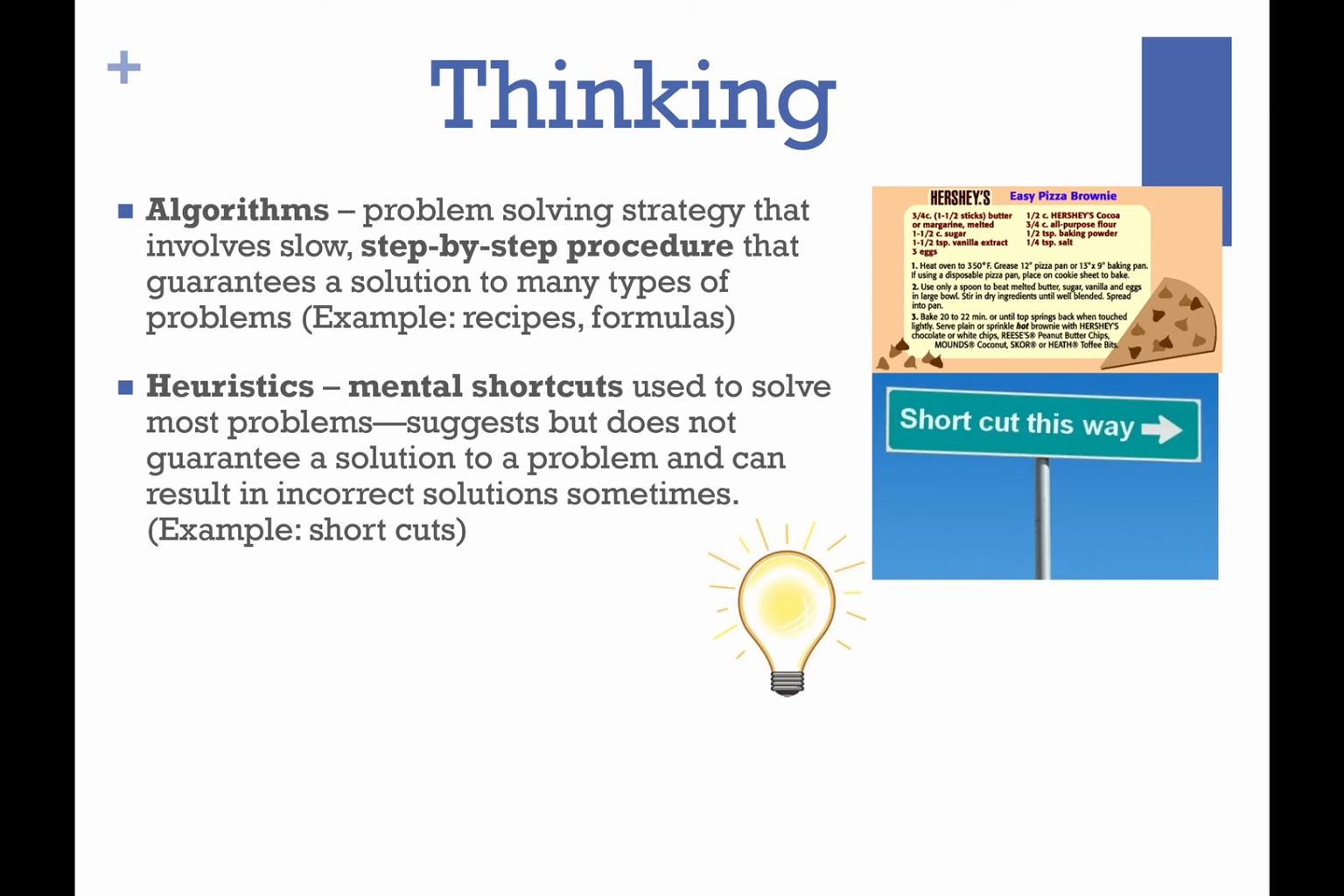So if you're trying to decide which college to go to, there's probably an algorithm that will give you the best possible answer. But if you're trying to decide where to eat, maybe you would use a heuristic instead. It's a shortcut.